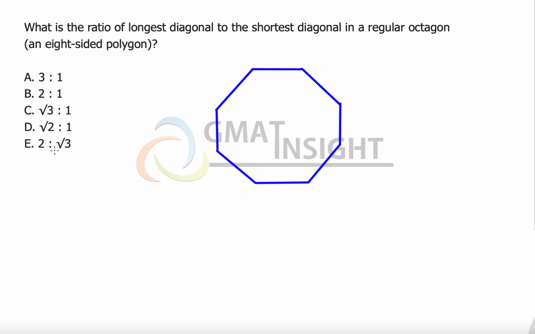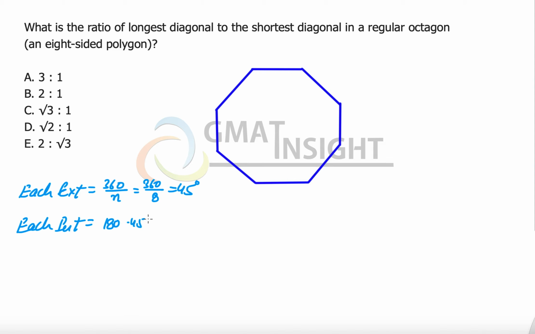While we answer this question, the first and foremost thing in case of any polygon is to find out the value of each exterior angle and each interior angle. So each exterior angle in case of any polygon is given by dividing 360 by n, where n is the number of sides, which in this case is equal to 8. So we know that each exterior angle is equal to 45 degrees. And if we calculate each interior angle, then each interior angle will be 180 minus 45 degrees. That means it is equal to 135 degrees.